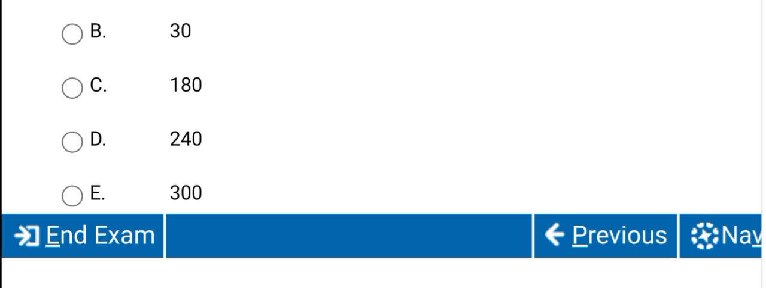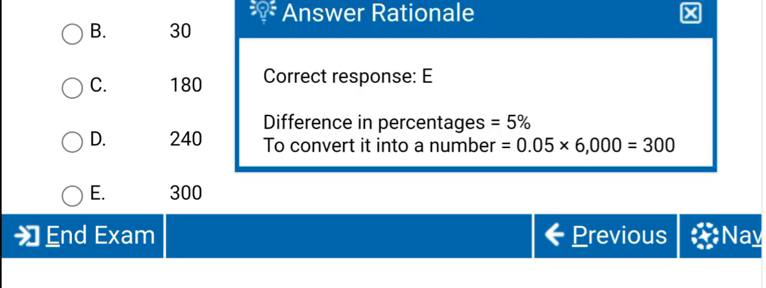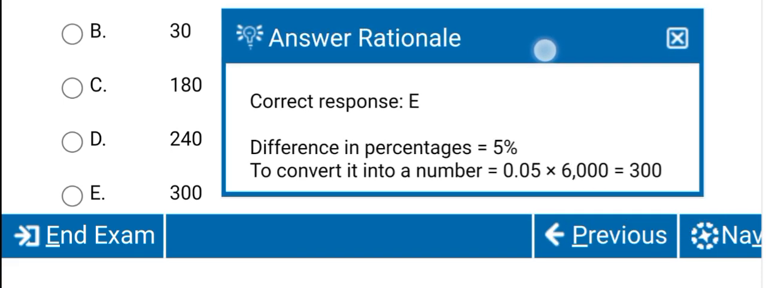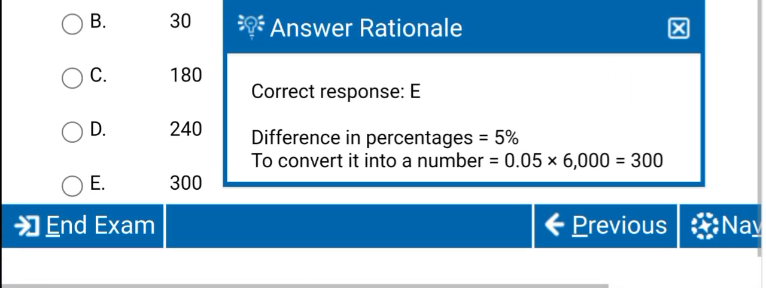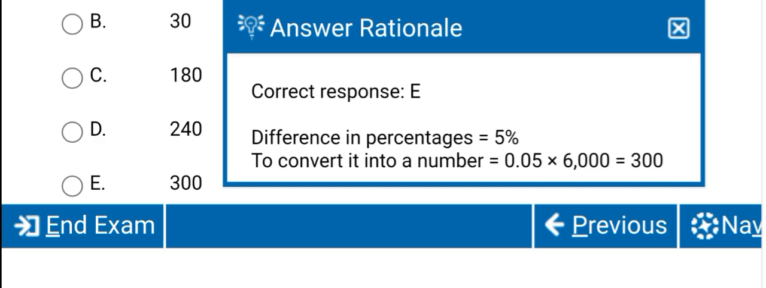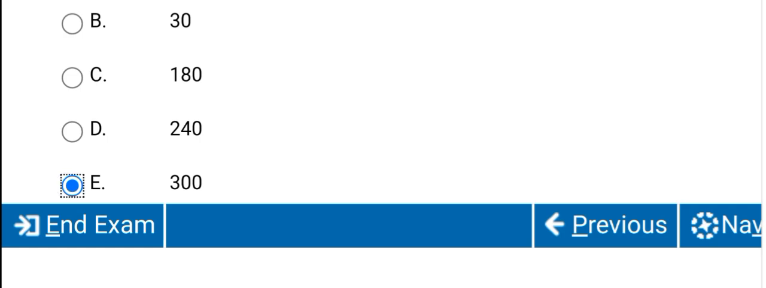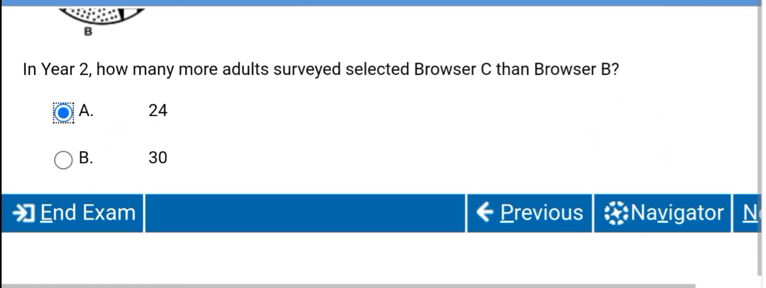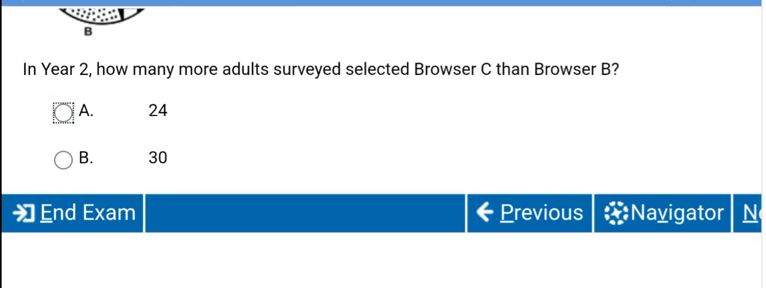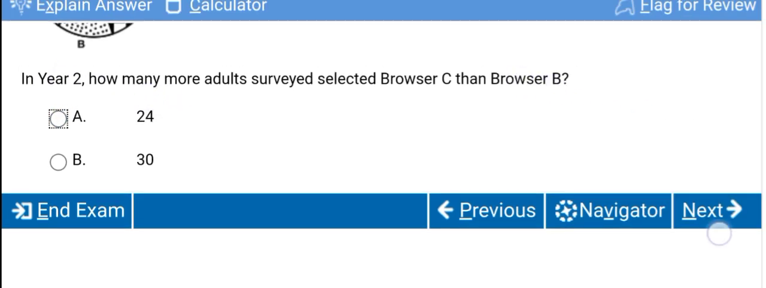So we have these options, so let's see which one is the correct option. So here we have a correct option is option E. Difference in percentages equals 5%. To convert it into a number equals 0.05 multiplied by 6000, which is equal to 300. So option E is the correct option. 300 is the number of more adults surveyed who selected browser C than browser B.